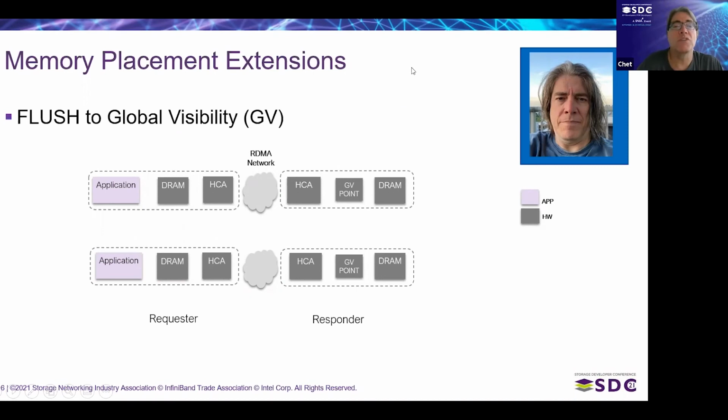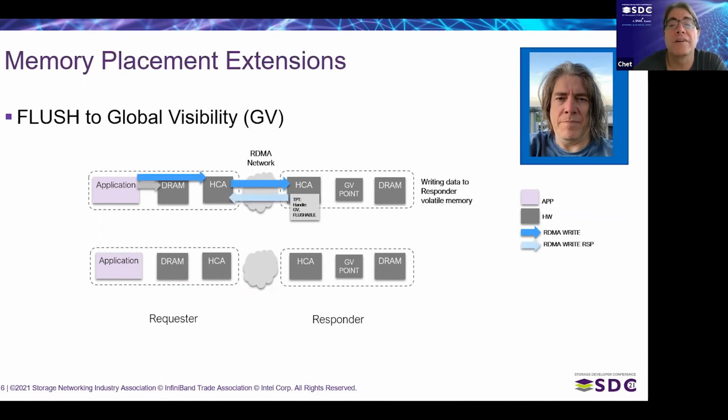So what we're going to do is, now we've written some data to the global visibility point, and now we want to flush it and make sure that it's been flushed to that point. So you write the data to the responder volatile memory. So here's my RDMA write. We send it across, right? The HCA looks up the handle and says, oh, this is global visibility, and it's flushable. So I'm going to accept the write. And in my sequence, I'm showing the write completion coming back, and then the write actually going from the NIC to the global visibility point.